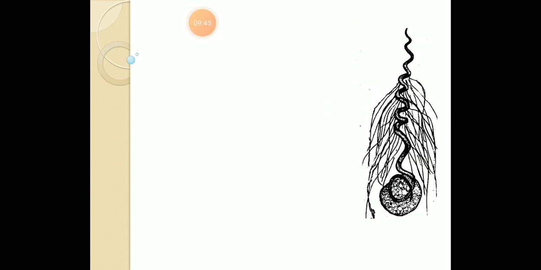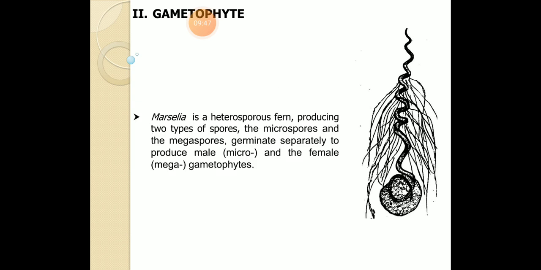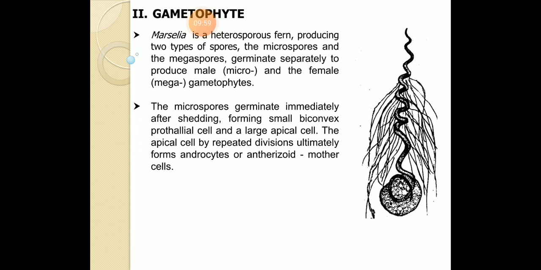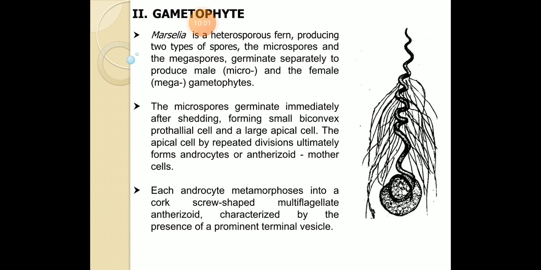dehisced, that's the microspores. This is the structure of the male gametophyte. As I already told, Marsilea is heterosporous, producing two types of spores, the micro and the megaspores. Usually the microspores refer to the male gametophyte and the megaspores refer to the female gametophyte. The microspores consist of androcytes, which undergo metamorphosis, and they look like a screw.